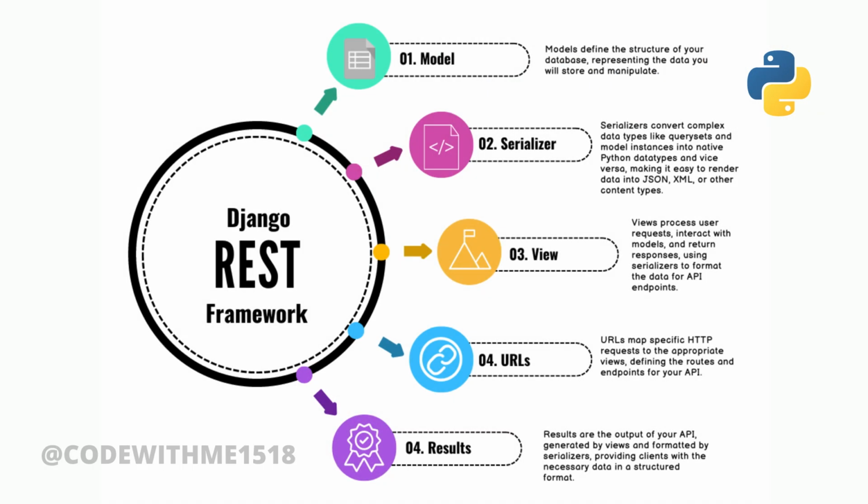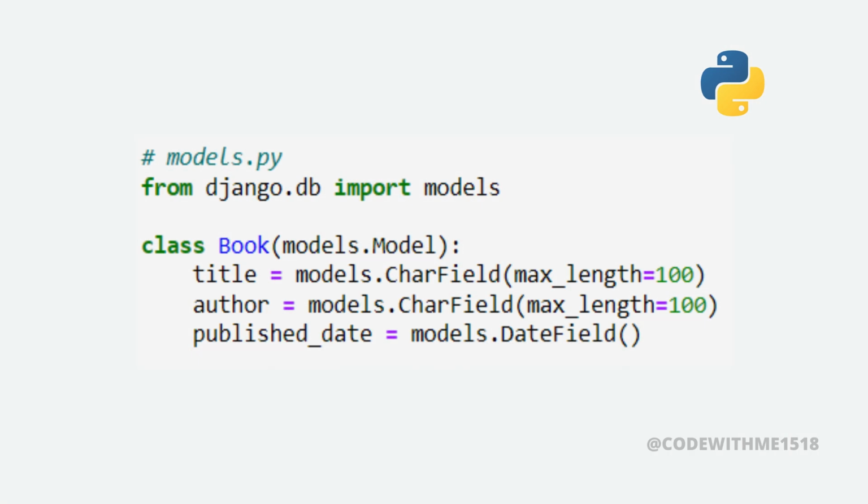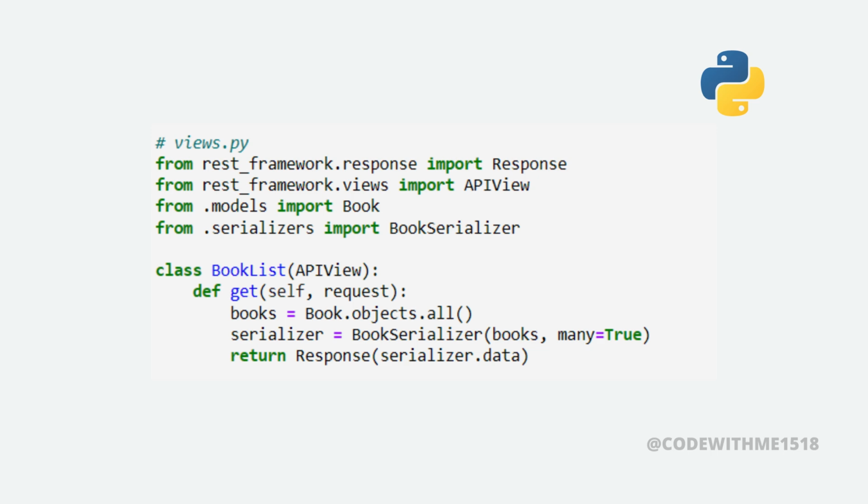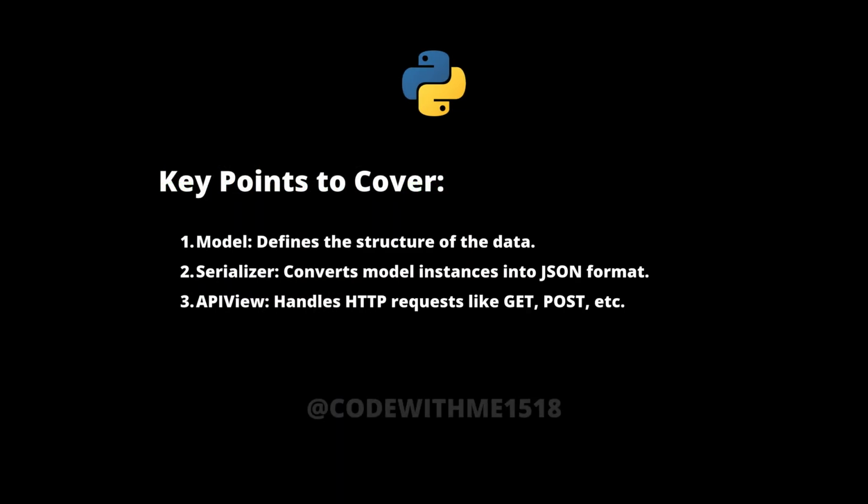The first step in building an API with Django Rest Framework is creating a model, a serializer to convert model instances into JSON, and a view to handle the HTTP requests. In this example, we've created a simple book model, a book serializer to convert book instances into JSON, and a book list view that returns all books in the database. Key points to cover: the model defines the structure of the data, the serializer converts model instances into JSON format, and the API view handles HTTP requests like GET, POST, etc.